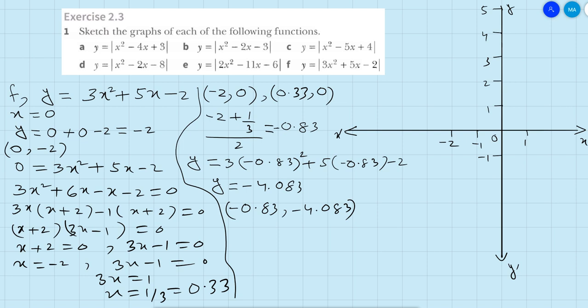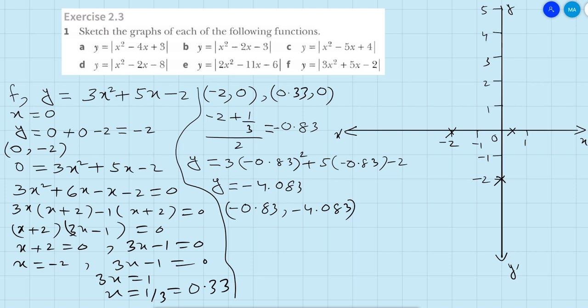Now first we have to plot 0, minus 2. So this point is 0, minus 2. The second one is minus 2 comma 0. This is minus 2 comma 0. The third one is 0.33, 0. This is 0, this is 1, this is 0.5 between 0 and 1, and just before 0.5 you can take this point. So this is 0.33.